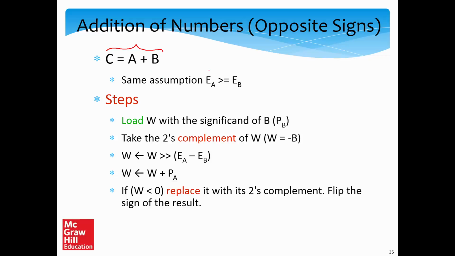difference in some places. So with no loss of generality, let's assume again EA is greater than or equal to EB. So the first few steps are the same. We load the register W with the significand of B, PB. Since A and B don't have the same sign, we need to essentially ensure that they have the same sign. And this can be done by negating B. So we take the 2's complement of W, so essentially set it to minus B, and then we'll perform an addition.